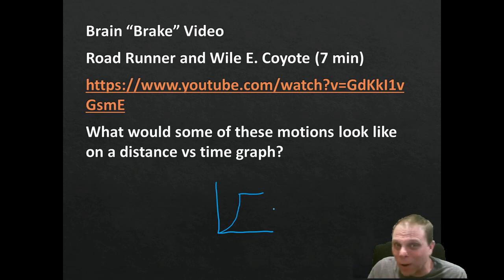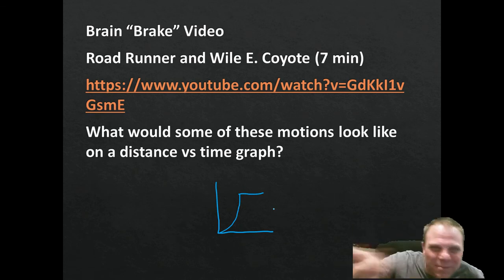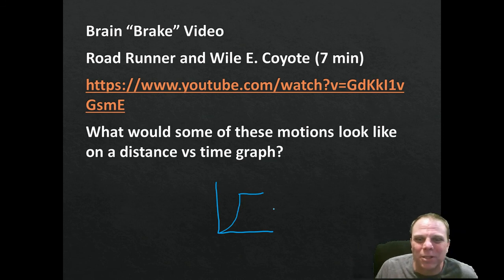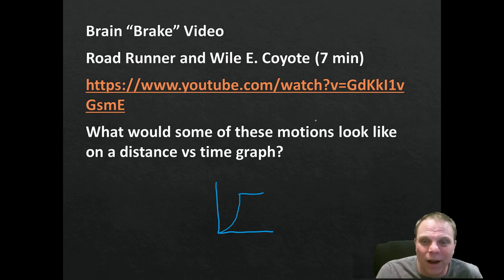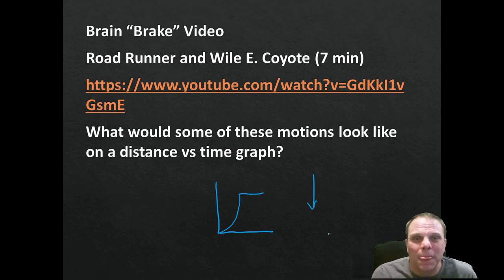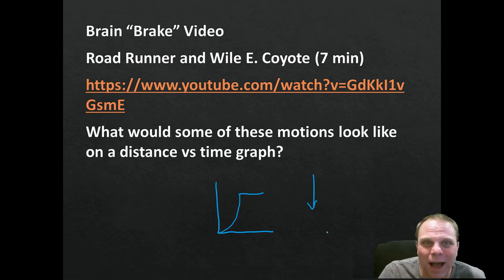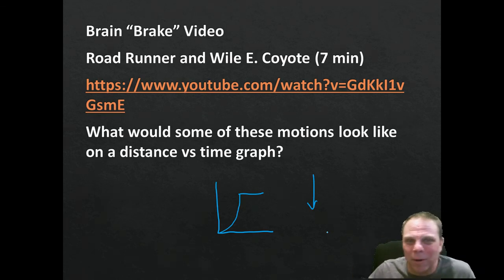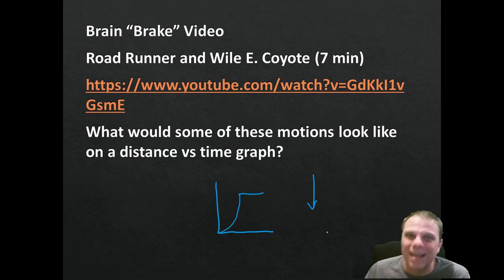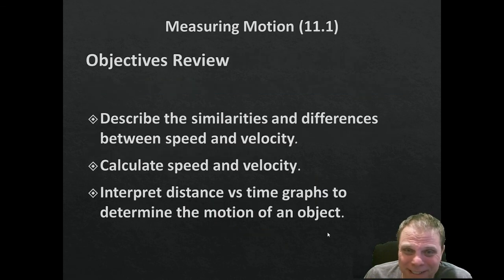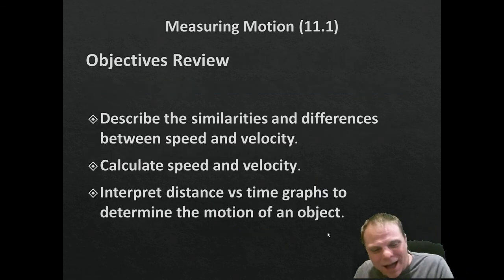So I want you to watch it. If you want to watch it again, you don't have to. This is just for fun. But if you watch it, think about what would his motion look like? What would the Roadrunner's motion look like? What happens when the coyote is just running in place, but he's not moving anywhere? And then all of a sudden he drops. There's something on this one where it has him kind of being part of a spring. And what would that look like? I don't know. It's impossible to draw real physics here because the coyote and the Roadrunner do not follow real physics. All right. Anyway, that's fun.